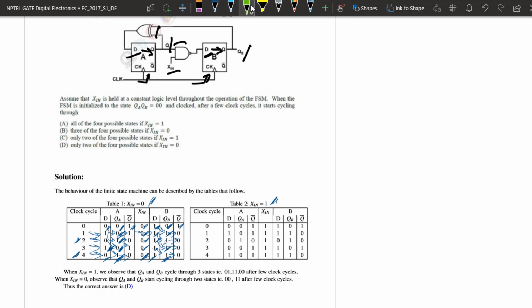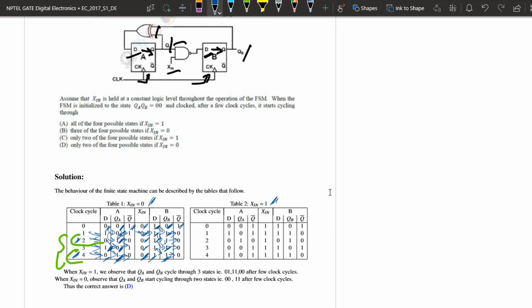We see that clock cycle 2 and clock cycle 4 are exactly the same. Let me highlight this for you. Clock cycle 2 and clock cycle 4 are exactly the same. So this will continue to repeat in the future. Now let us see what happens in the case of Xn equals 1.